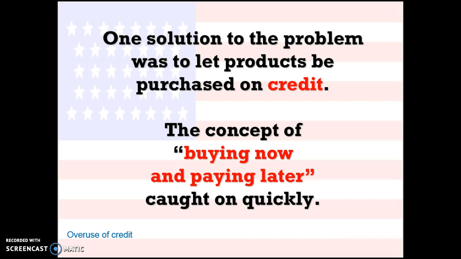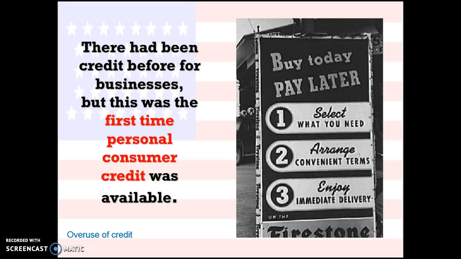And we've kind of already talked about this in the 20s a little bit. There had been credit before for businesses, but this was the first time personal consumer credit was available. So if you worked for a business, businesses would give other businesses credit. But this one, basically, you can see select what you need, arrange convenient terms, and enjoy immediate delivery. So when we were talking about in the 20s, people getting credit, if you'll remember, they'll get credit one place and then they'll go to another place, and there's no electronic computer system that's going to track how many places they've taken out credit for. So this is going to cause a major disaster.